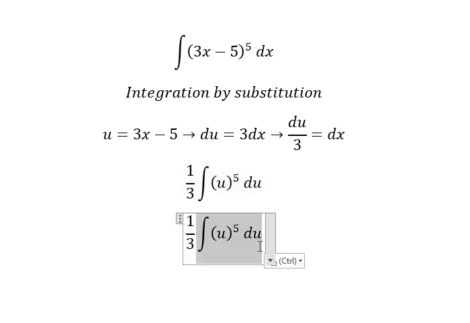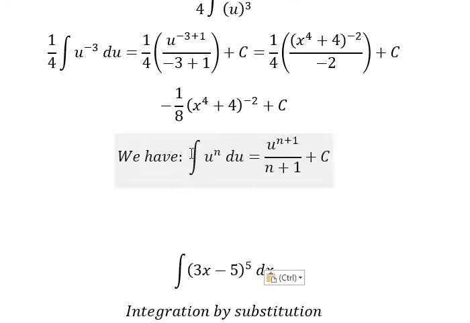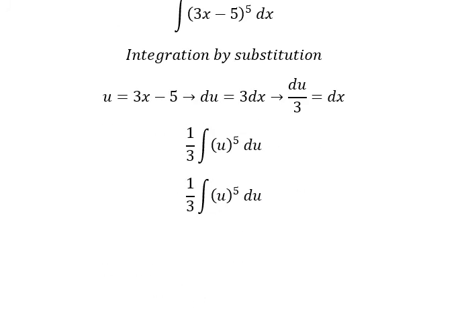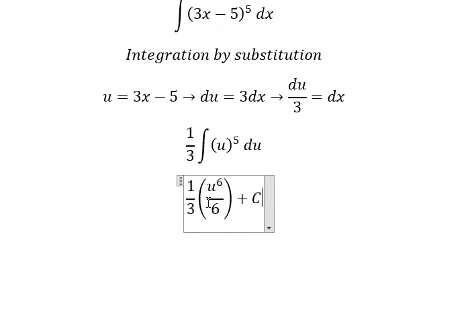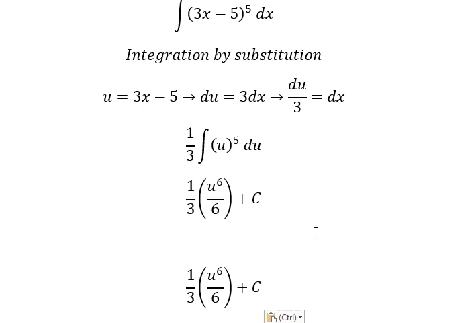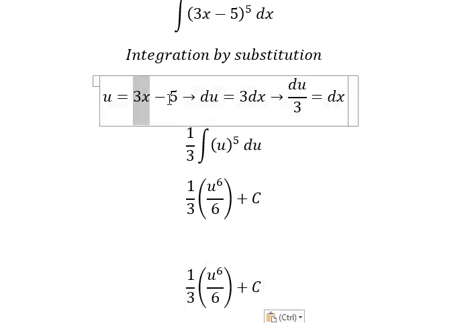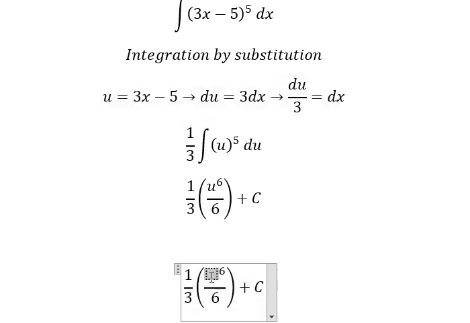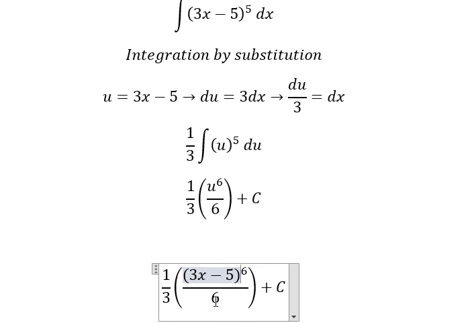Now we apply the same formula in here. The integration of this one, we have u to the power of 6 over 6, and we put c. About u, that's this one. Number 6 and number 3, we have 18.